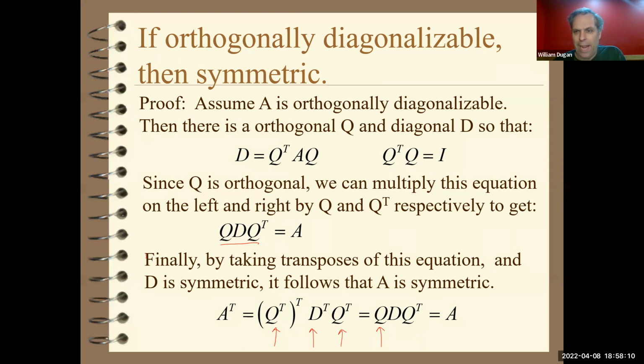But that's what A is, right? That's Q times D times Q transpose. So we have, therefore, A transpose equals A. Therefore, A is symmetric, and we're done. That's one half of the proof, the easy one.